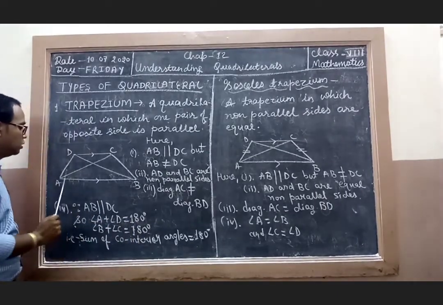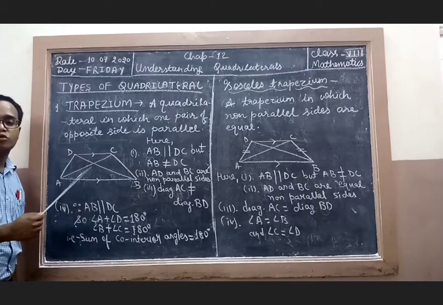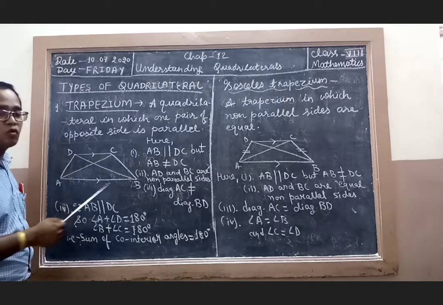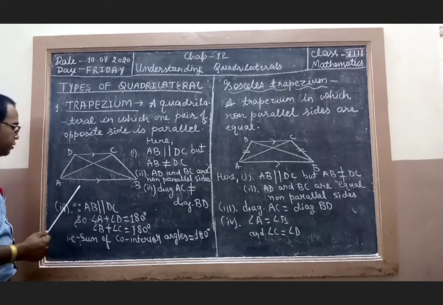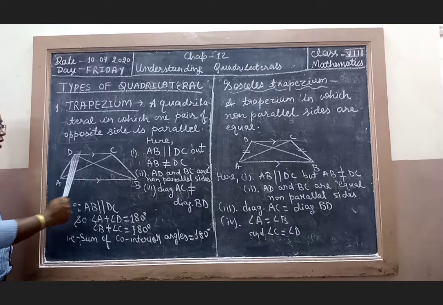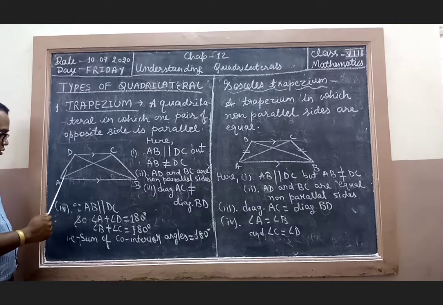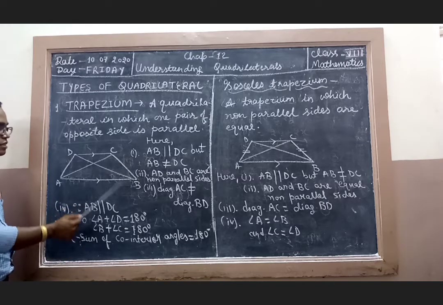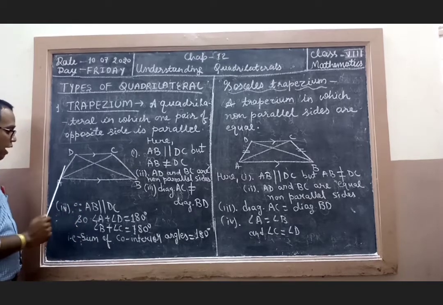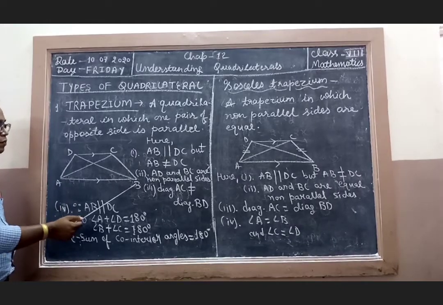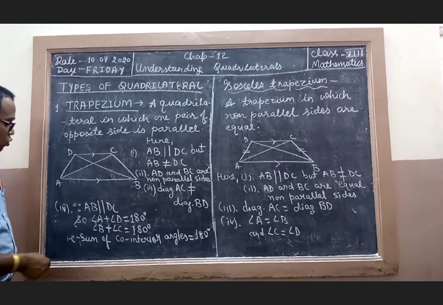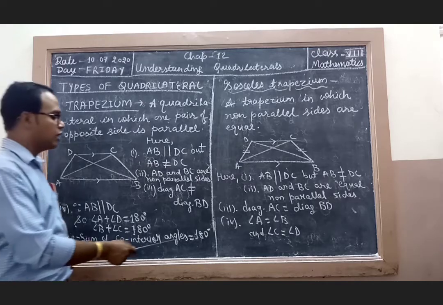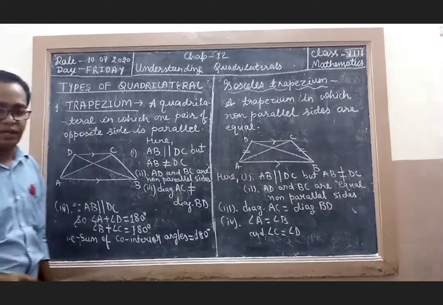Diagonal means the line joining opposite vertices of the quadrilateral. Fourth point, since AB is parallel to DC, the sum of angle A plus angle D equals 180 degrees, and the sum of angle B plus angle C equals 180 degrees. So angle A plus D and angle B plus C equal 180 degrees.